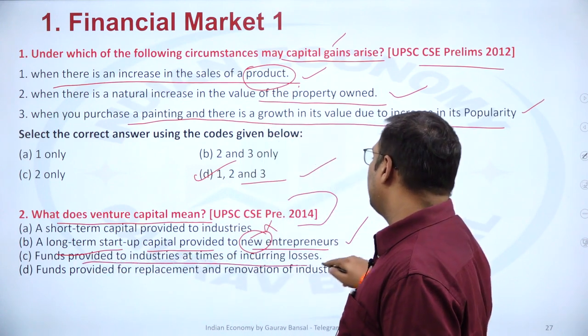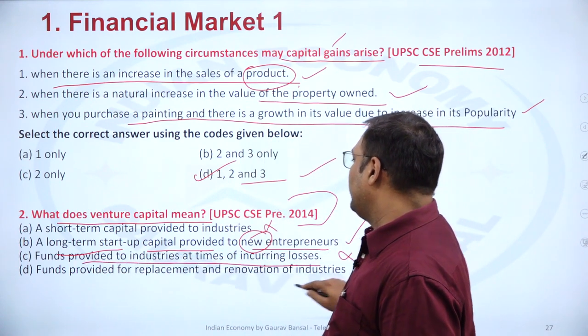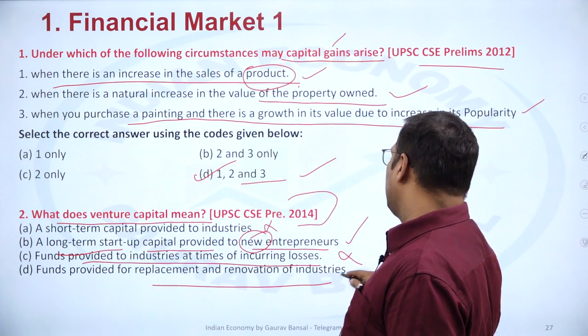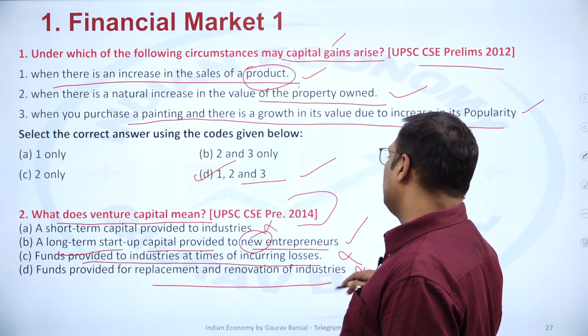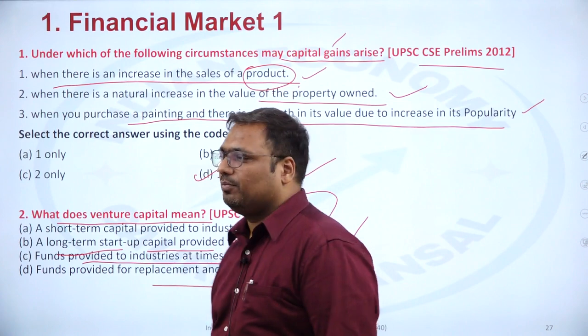Funds provided to industry at times of loss, incorrect. Funds provided for replacement and renovation of industry, that is actually depreciation. This is also not correct. So B is the answer for sure.